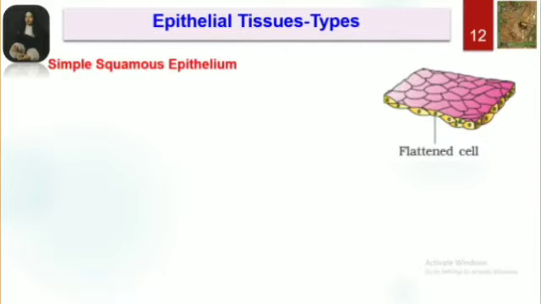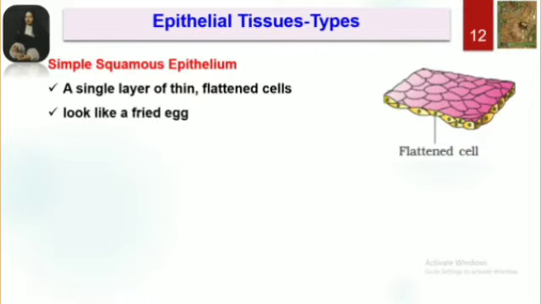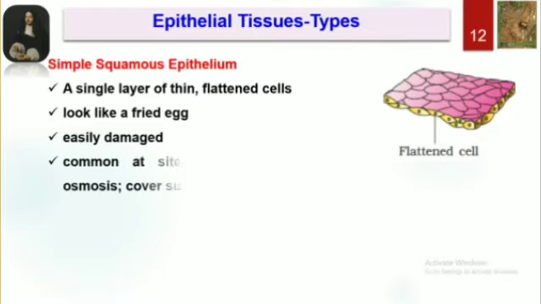Simple squamous epithelium. We are going to deal one by one. Simple squamous epithelium is a single layer of thin flattened cells. It looks like a fried egg. It can be easily rubbed off and damaged. It is the common site of filtration, diffusion, and osmosis.